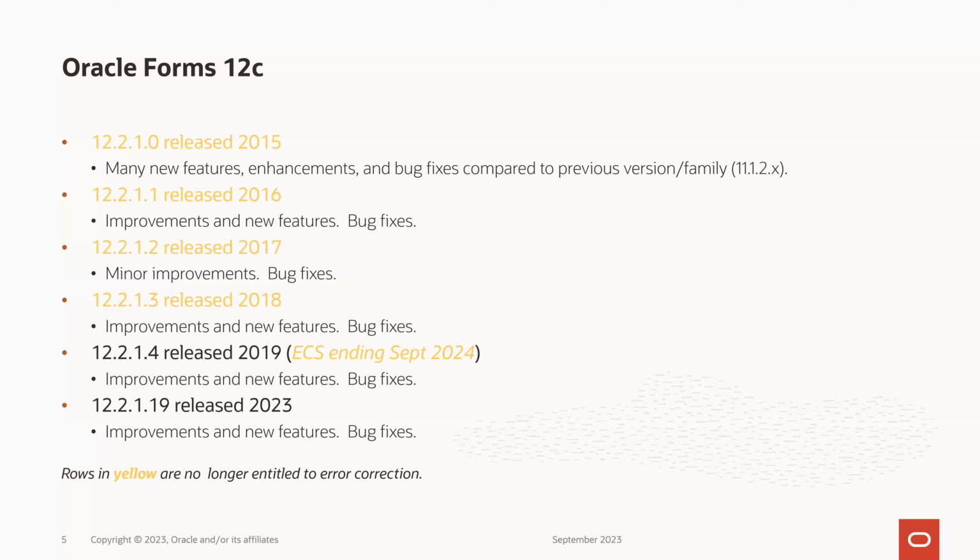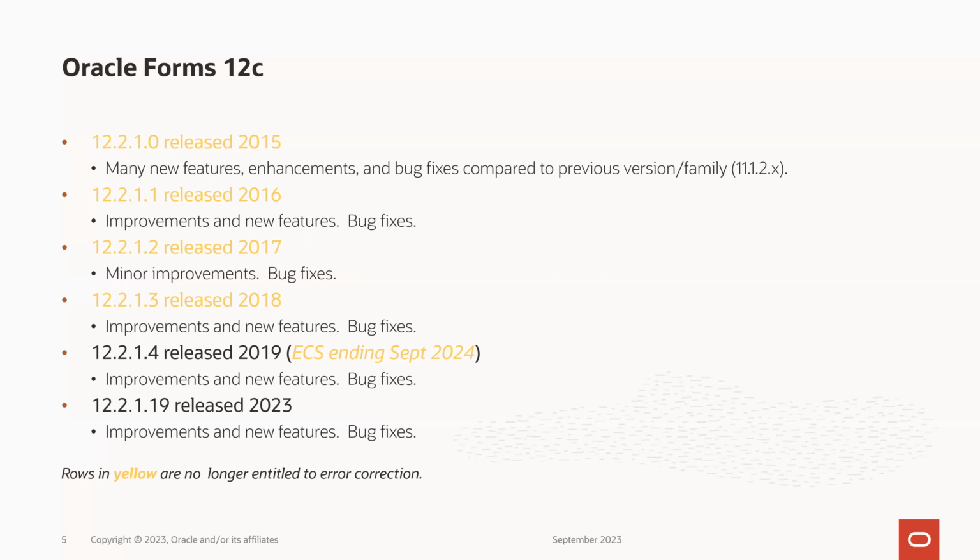The yellow entries on this slide represent versions that are no longer entitled to error correction support. That means if you need a bug fix on any one of those old versions, unfortunately, there's technically no way we could deliver those fixes to you unless those bug fixes already exist. 12.2.1.4 and 12.2.1.19 are the only versions that realistically are entitled to error correction at this point.